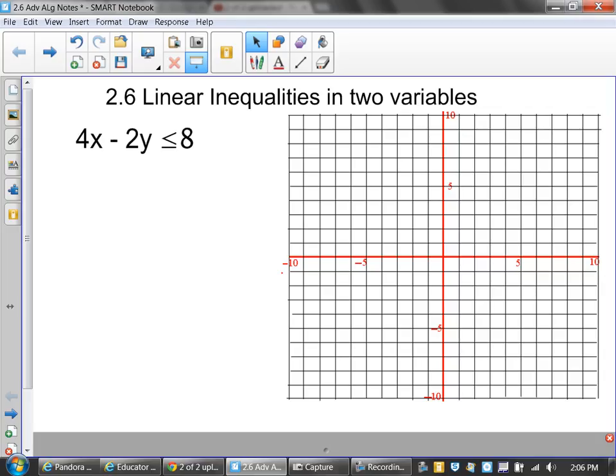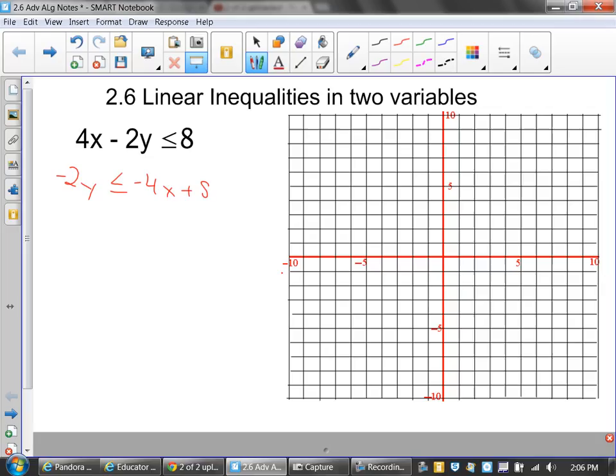So, when you have the inequality 4x minus 2y less than or equal to 8, there are two ways I can go about graphing this. Solve for y. I get negative 2y is less than or equal to negative 4x plus 8. Divide by the negative 2. What happens when you divide by negatives? Whenever you divide by a negative or multiply by a negative, you have to switch the sign. And then you're left with y greater than or equal to 2x minus 4.